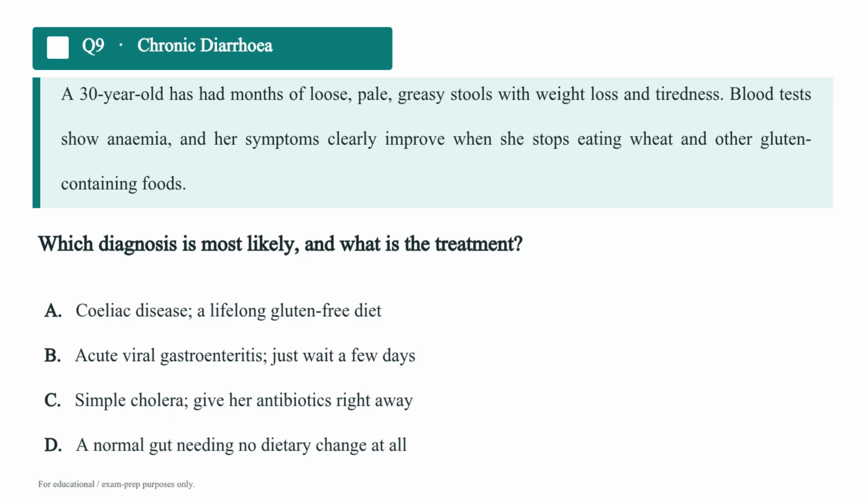Question 9. A 30-year-old has months of loose, pale, greasy stools with weight loss and tiredness. Blood tests show anemia, and her symptoms clearly improve when she stops eating wheat and other gluten-containing foods. Which diagnosis is most likely, and what is the treatment? Option A, celiac disease, a lifelong gluten-free diet. Option B, acute viral gastroenteritis, just wait a few days. Option C, simple cholera, give her antibiotics right away. Option D, a normal gut needing no dietary change at all. Pause here and choose your answer.